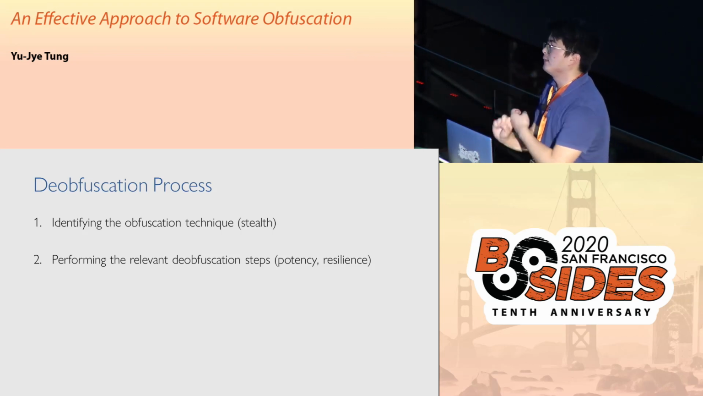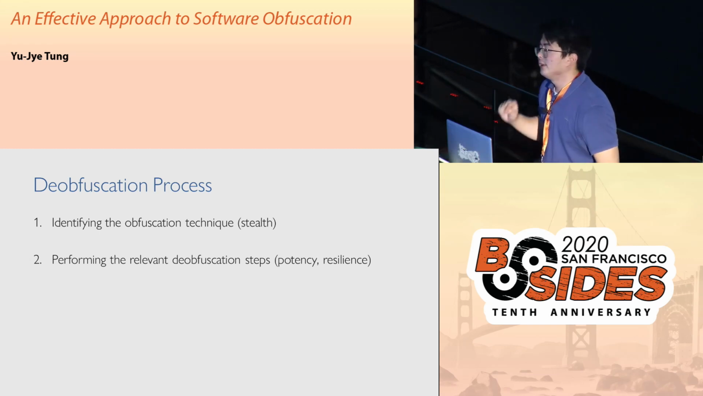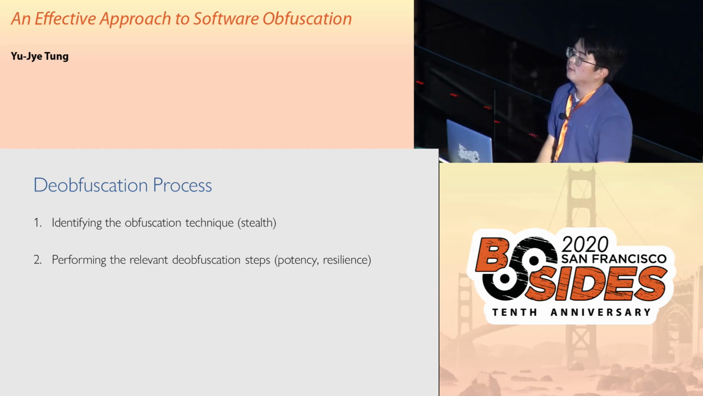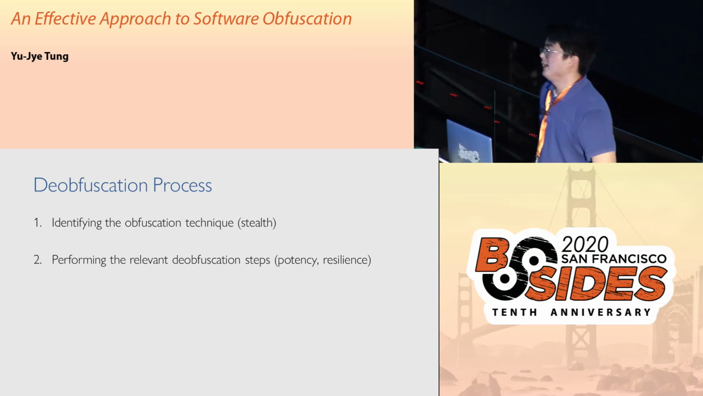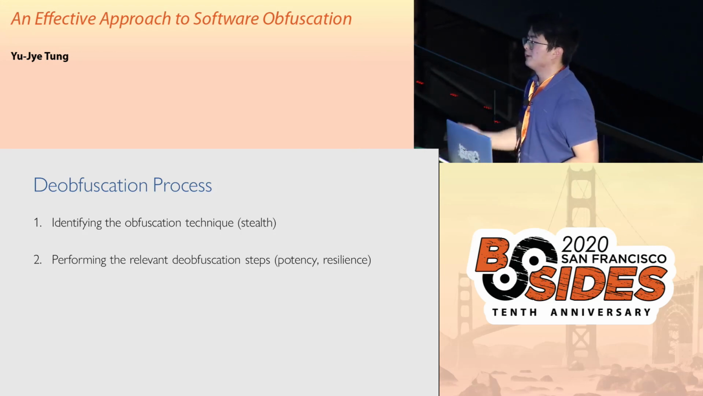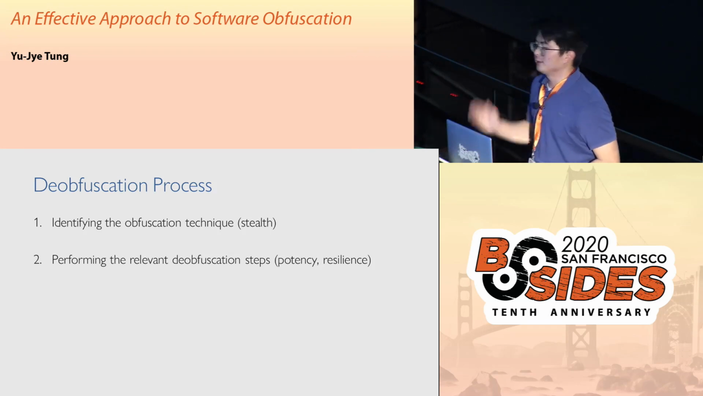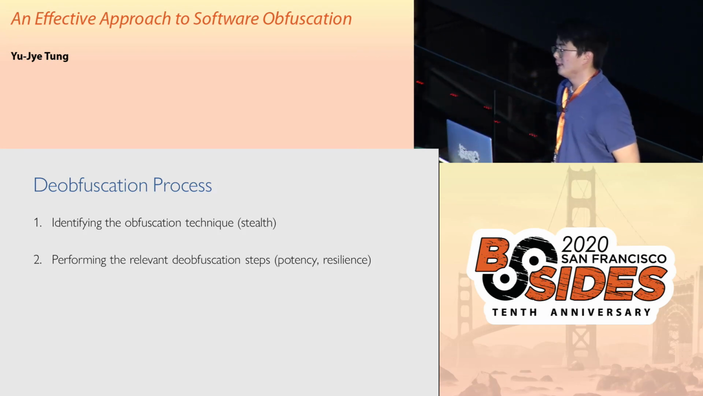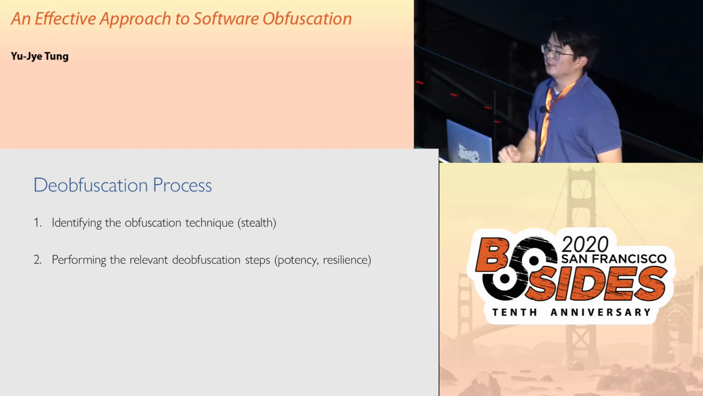And after we identify the obfuscation technique, then we can perform the relevant deobfuscation step. The ability for an analyst to perform this step really depends on the potency and resilience properties. So the stronger the potency and resilience, the harder it is to perform this second step.